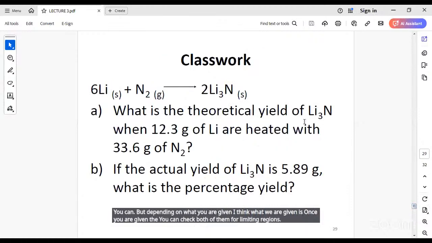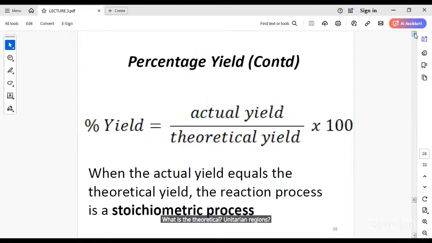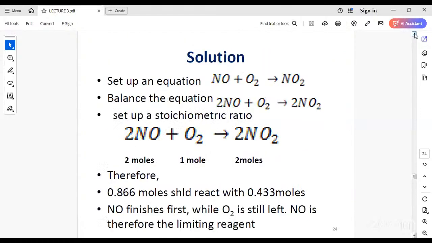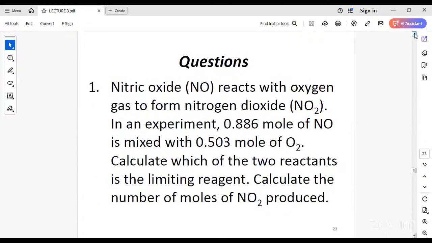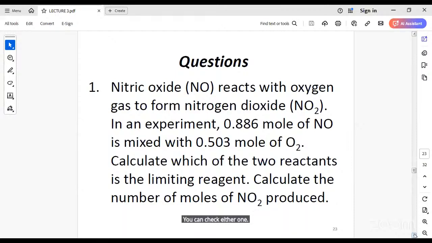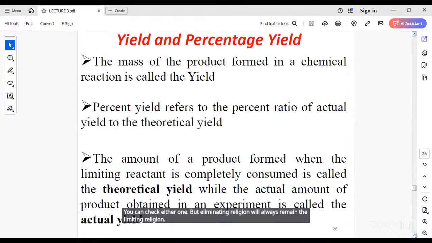What is the theoretical yield? Let me see the limiting reagents. You can check either one for limiting reagents. There's nothing that says that you cannot check oxygen. You can check either one, but the limiting reagent will always remain the limiting reagent. So let me see another question. Please, can you go to the getting the limiting reagents?